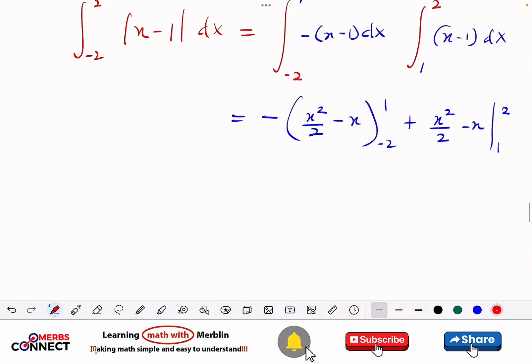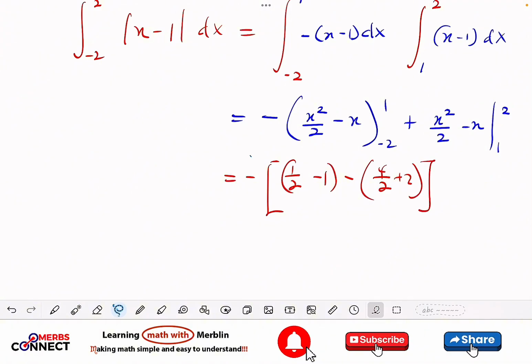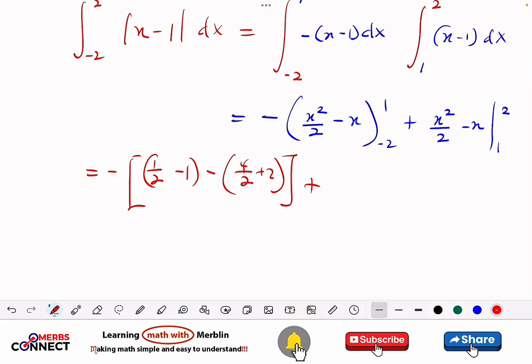So let's do that. Minus out, plug in 1, we are going to have 1 over 2 minus 1, minus, plug in minus 2, and we are going to have 4 divided by 2 plus 2. So this is for the first integration. Plus, plug in 2, you are going to have 4 divided by 2 minus 2, plug in 1, and we are going to have minus 1 over 2 minus 1.